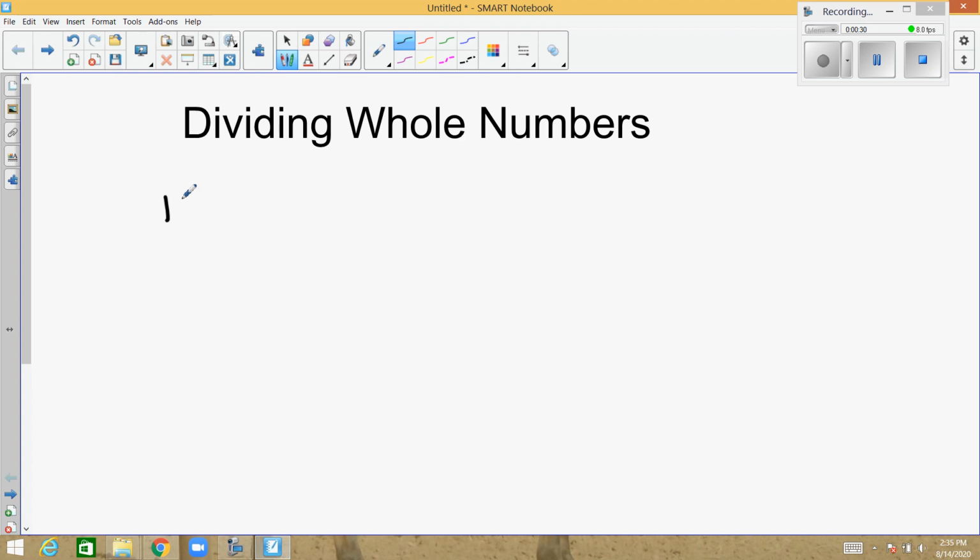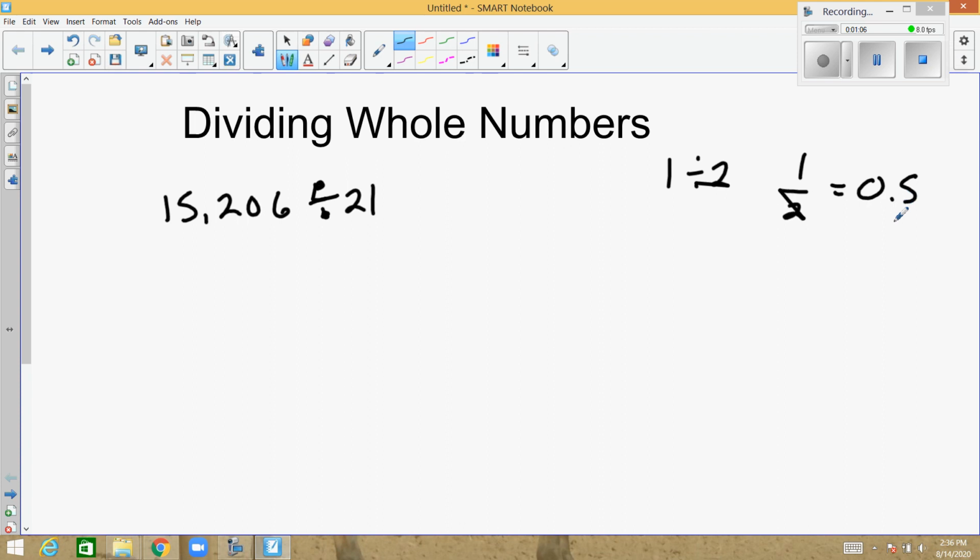So I'm going to say 15,206. I'm going to divide that number by 21. Well, if we have trouble getting this into a working division problem, it is quite simple. Use things that you know work. We know 1 divided by 2. As we talked earlier, top to bottom is left to right, which means this is 1/2. I know that seems kind of corny to put that into a fraction, but we all know that 1/2 is 5/10. All right, so we're going to use this to relate.